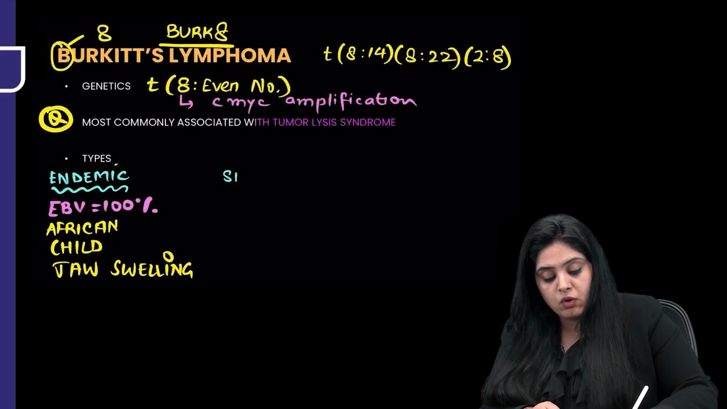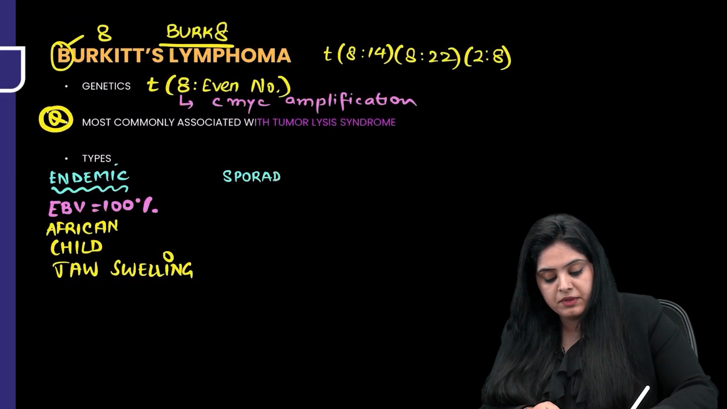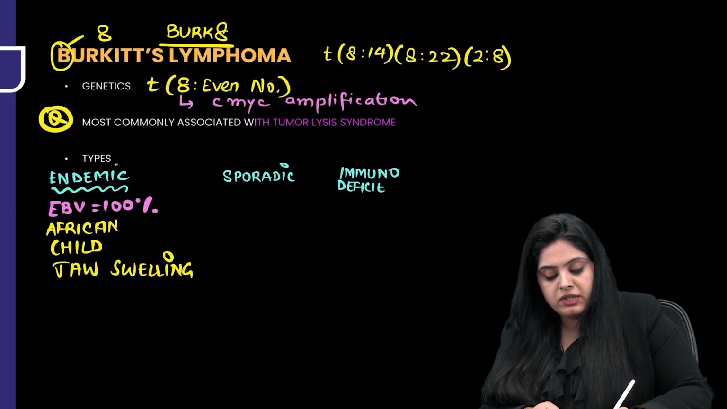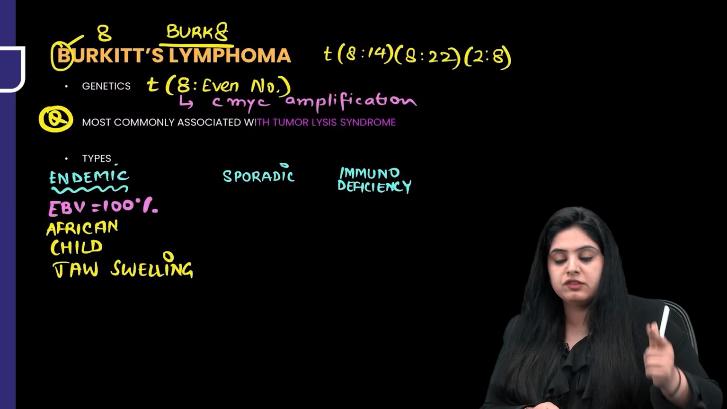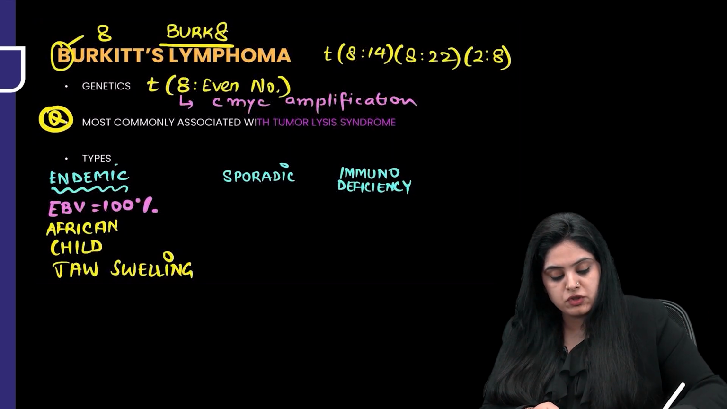Then there comes a non-endemic or sporadic form. And then there is a form which is always seen with HIV, that is an immunodeficiency form. There are 3 types of Burkitt's lymphoma. The endemic one you've done, the Africa one. The second one is sporadic, and the third one is immunodeficiency.